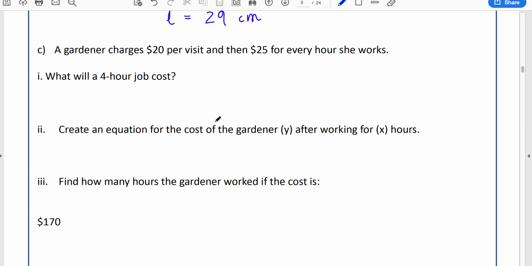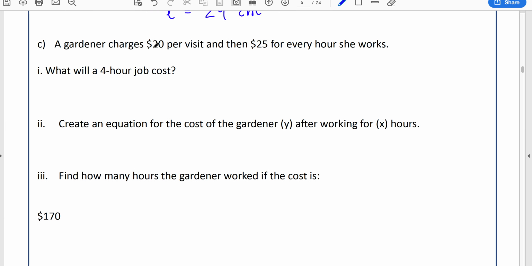Finally, something like this, we've got a gardener charging $20 per visit. So when they come to your house, you have to pay them $20. And then for every hour that this gardener's working, she's going to charge you $25. So what will a 4-hour job cost? Well, first of all, we're paying her $20. And then we're paying $25 for every hour, so we multiply that by how many hours we've got. So 20 plus 25 times 4. Well, 25 by 4 will give us 100. So this is going to cost $120.